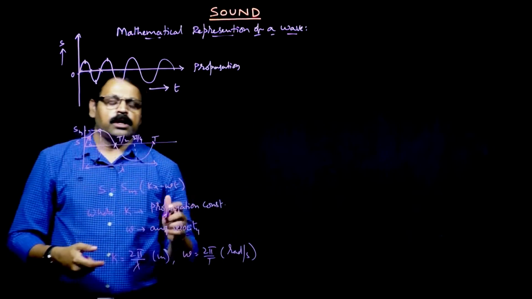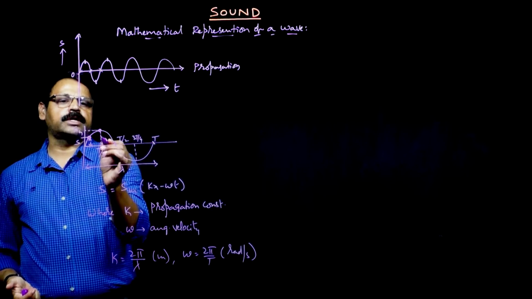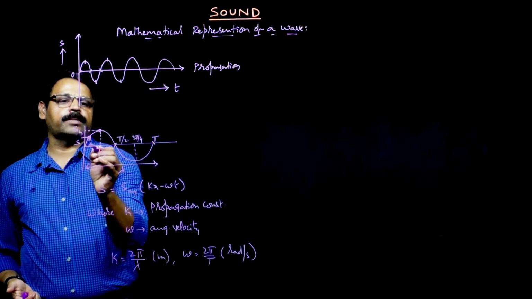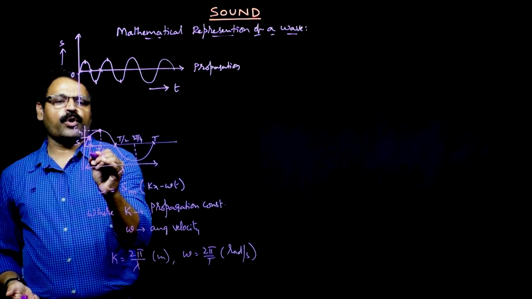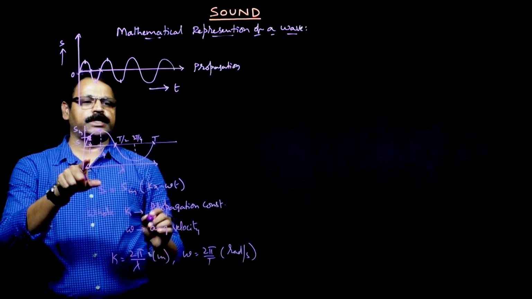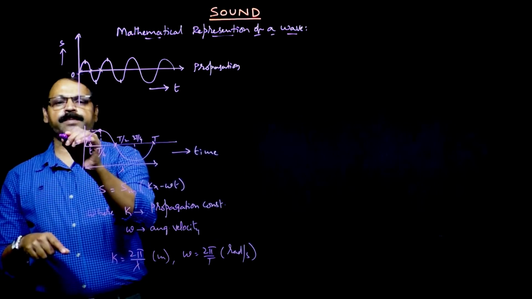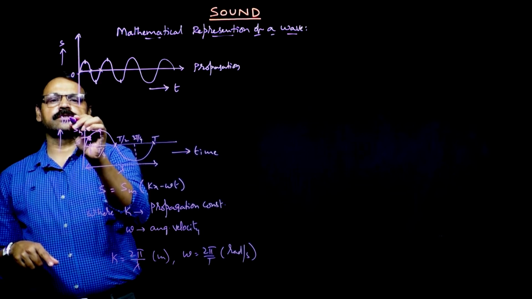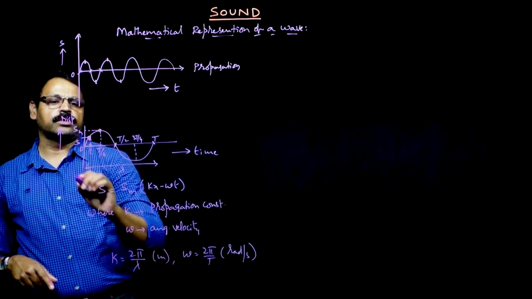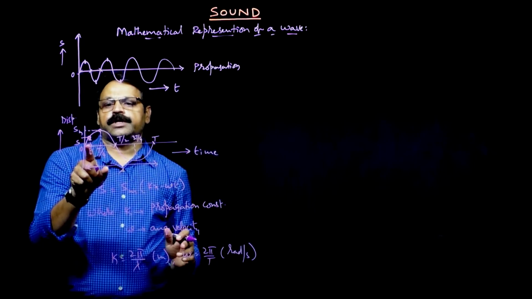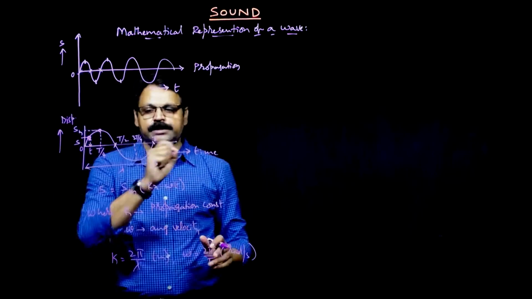But if at all you want to know the displacement at any time t, for example from here to here it is T by 4, after T by 4 it is going to the maximum amplitude, but at some point t, because here I am taking time on the x-axis and displacement on the y-axis. Therefore after time t, after starting from 0, that means at some instant, after time small t, where the particle is going to be, how much displacement it has.